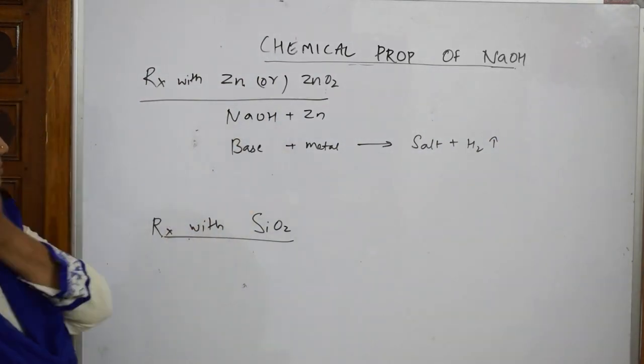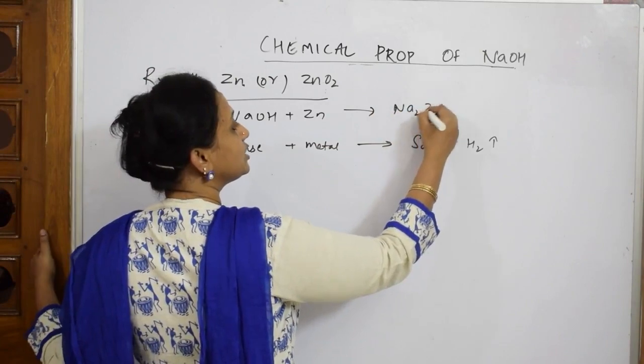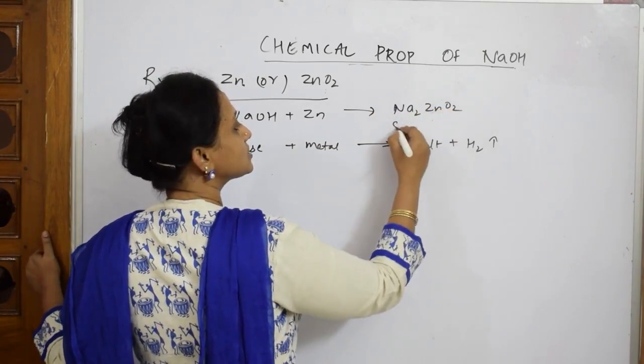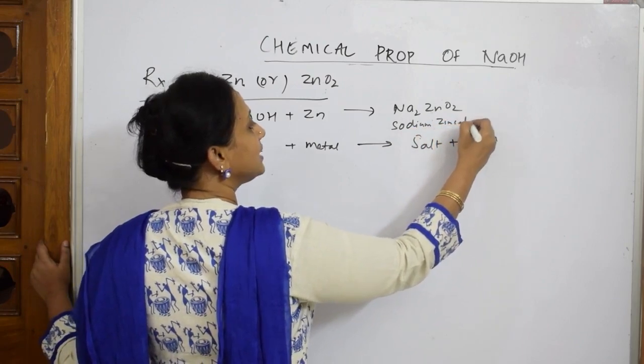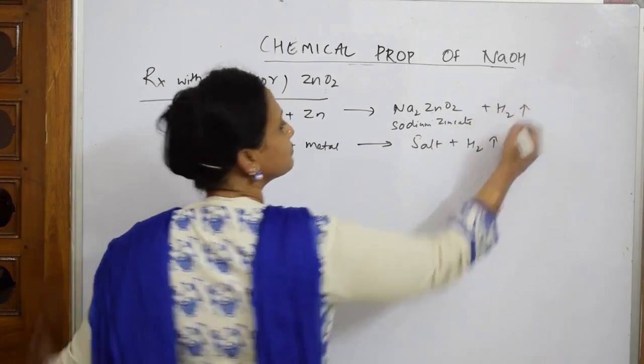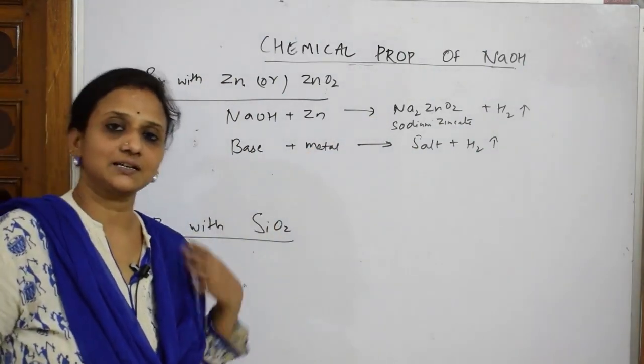So here when sodium hydroxide reacts with zinc, it's going to form a salt, that is sodium zincate, Na2ZnO2. This is called sodium zincate, and hydrogen gas as usual. Simple reaction, isn't it? So they may ask you the product, they'll give you the product, they'll ask you to identify.